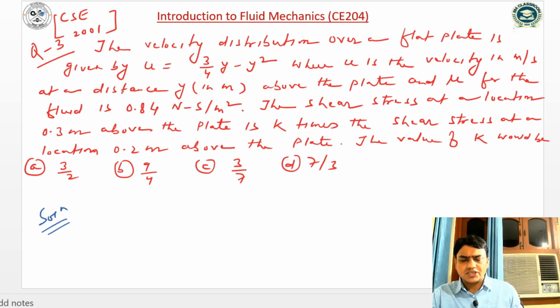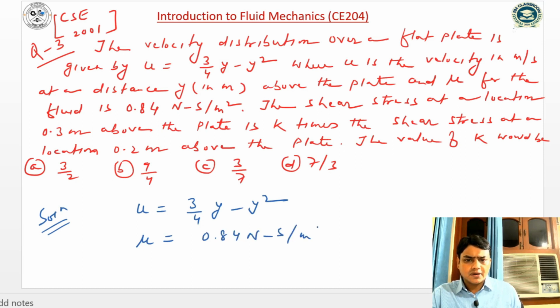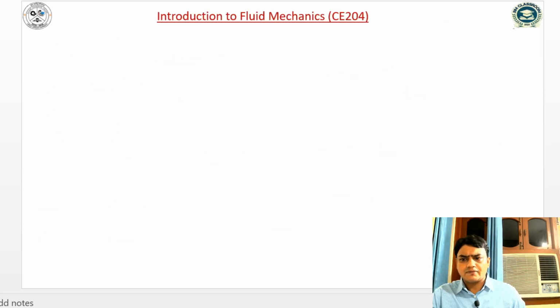Once again, this question was asked in the civil services examination. Velocity distribution is 3 by 4 y minus y square, the dynamic viscosity is given as 0.84 Newton second per meter square, and the condition is that the shear stress at a location 0.3 meter is equal to k times the shear stress at a location of 0.2 meter above the plate. So here we have to apply Newton's law of viscosity.